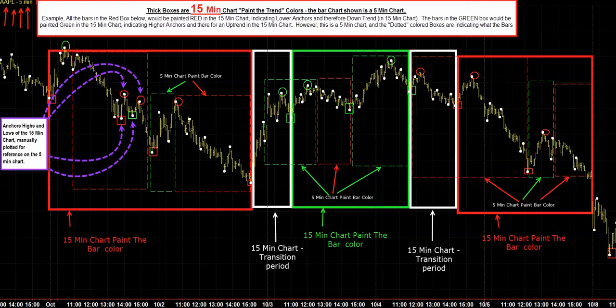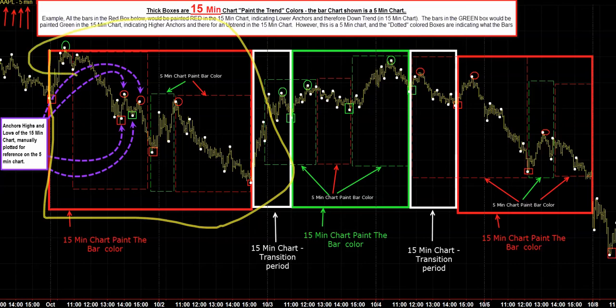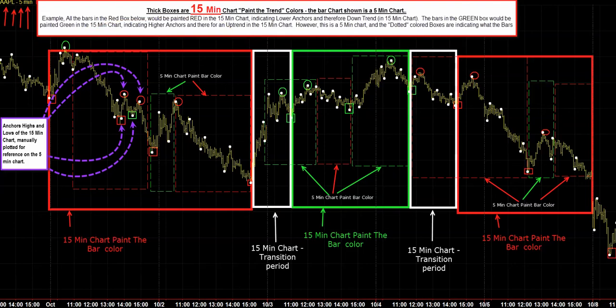I'm trying to show you the multiple time frames using the paint the trend strategy. To start with, I have highlighted here these time frames that are in the 15-minute chart. Firstly, you're going to see anchor bars here, here, here. I hope you can see these. All the highlighted ones, I'm doing my best to try and draw, are either square or circle.